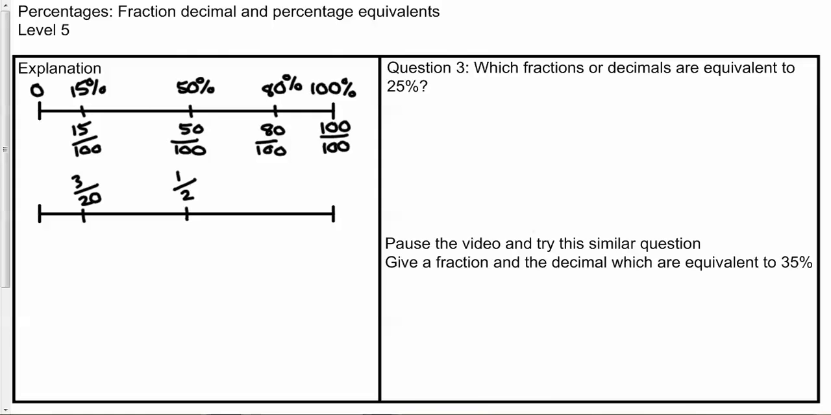If we move over to 80% here, we've got 80 over 100. Now the highest number that goes into both of those, well 10 goes in, but there's a higher number that goes into both. It's actually 20. Now 20 goes into this 4 times, that's 80, and 20 goes into 100 5 times. So we can see that 80% is 4/5.